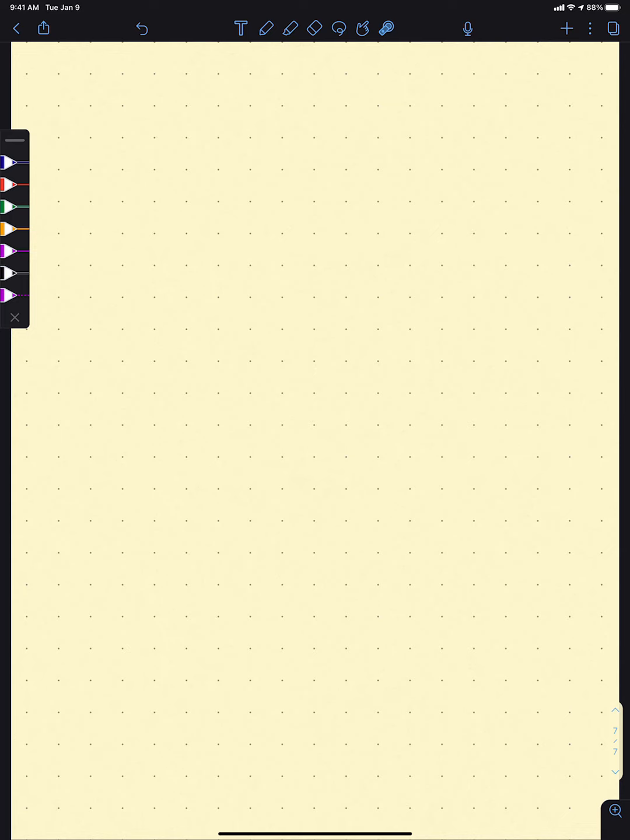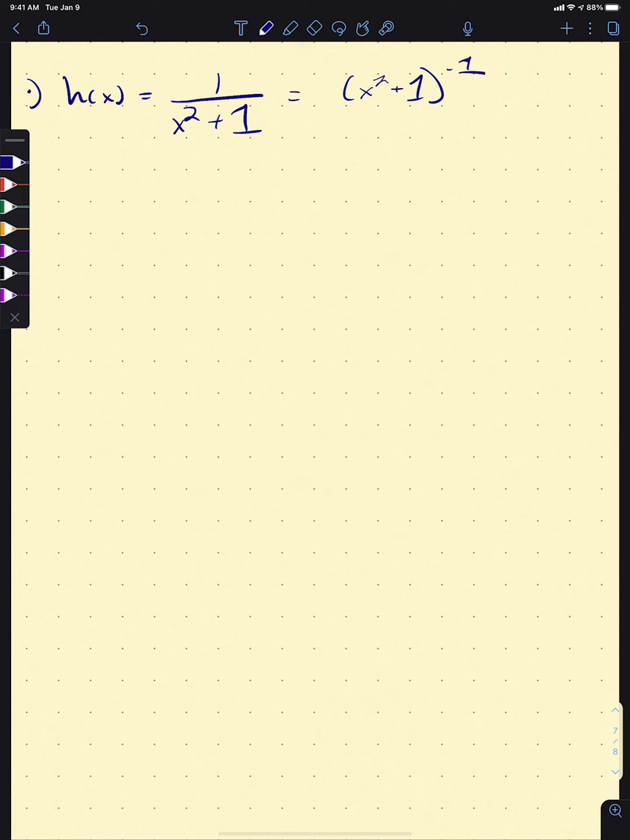Let's take a look at our next one. Let's say h of x is 1 over x squared plus 1, and we need to start taking some derivatives. So we'll actually write this as x squared plus 1 to the minus 1. We'll do some u substitution. So we'll set u equal to x squared plus 1, and then u prime is equal to 2x.